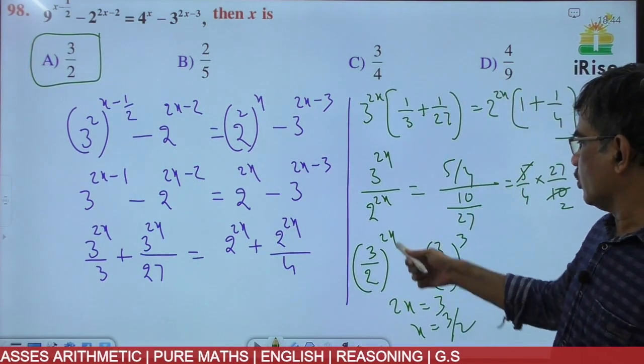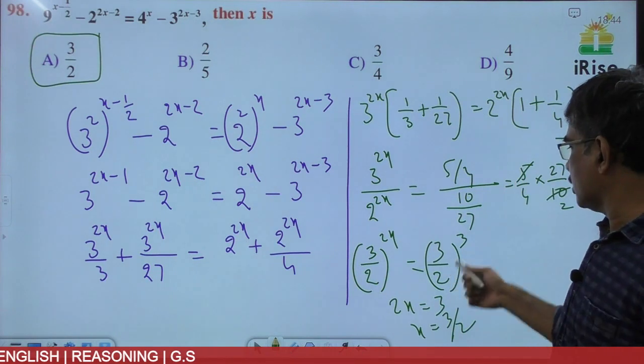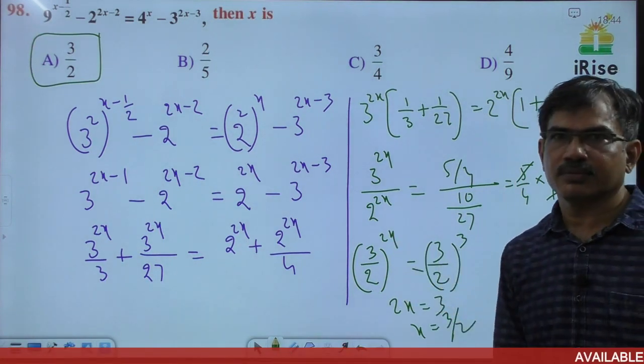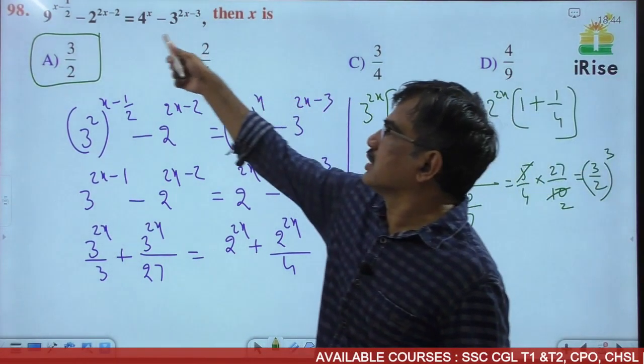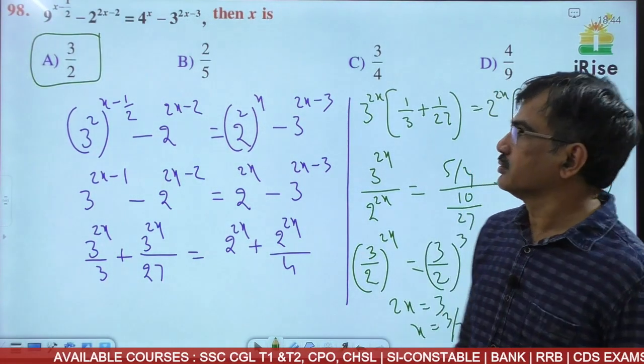3 by 2 whole power 2x equals 27 by 8, which can be written as 3 by 2 whole cube. Bases are the same, so we can equate the powers. It's a good question because the condition is not so easy. Next question.